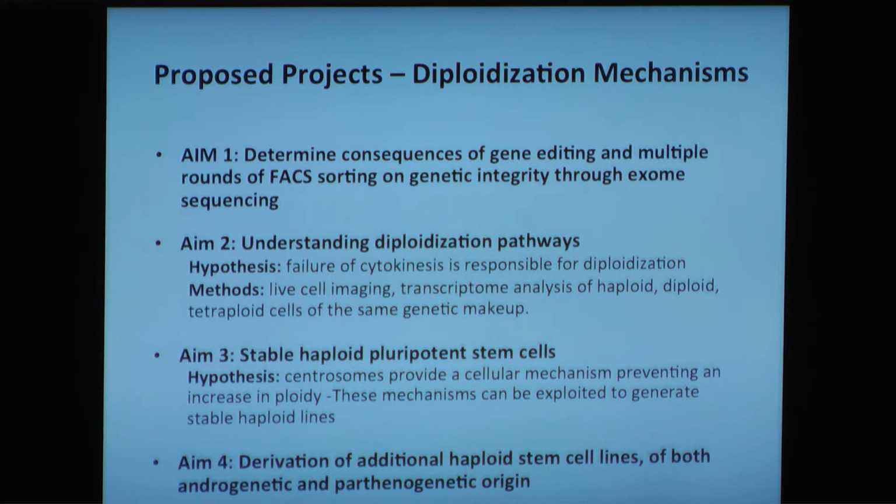And then trying to actually get these haploid cells to become more stable and resist diploidization. So looking at the centrosomes and maybe inhibiting something like centrosome clustering, which is how these cells can maybe bypass death through asymmetric division. And lastly, derivation of additional haploid cells, both androgenetic and parthenogenetic, employing all of these so that hopefully we can get from early on a nice set of haploid cells and then continue from there and show that this would be a feasible way to go.